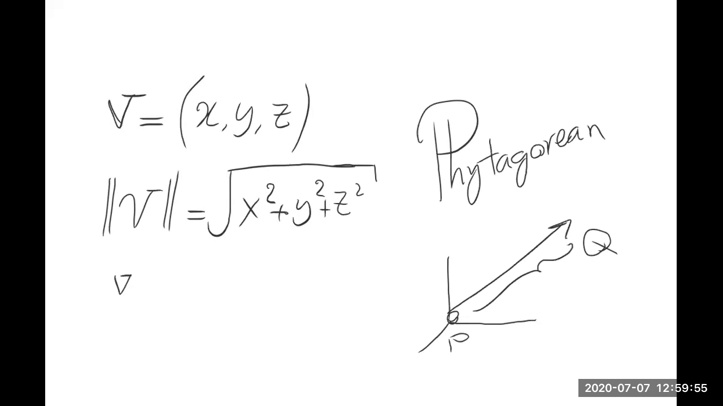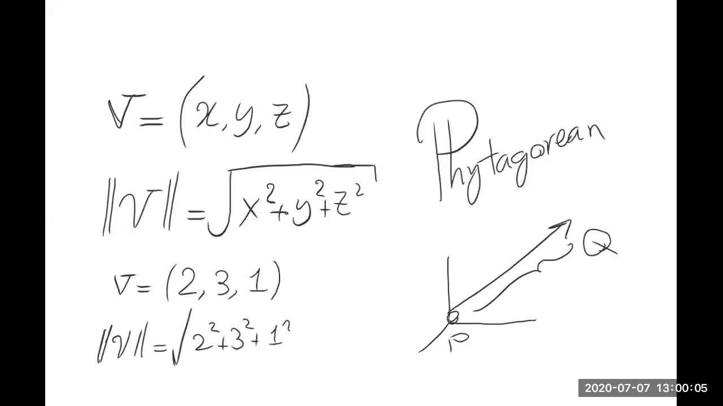So if you have a vector V whose coordinates are 2, 3, and 1, the length of V is equal to the square root of 2 squared plus 3 squared plus 1 squared, which here is 4 plus 9 plus 1, which is the square root of 14. Any question here?